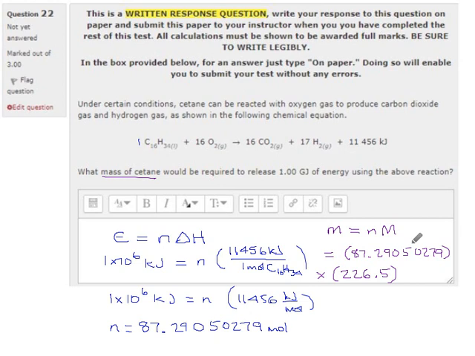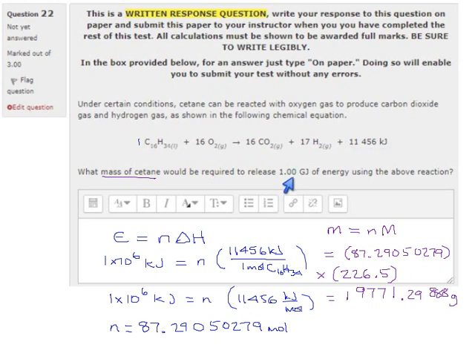Multiply that by 87.29050279, and I get 19771.29888 grams of cetane. Okay, that's clearly way too many numbers. How much do we actually give? This has 3 sig digs. This has 5 sig digs.